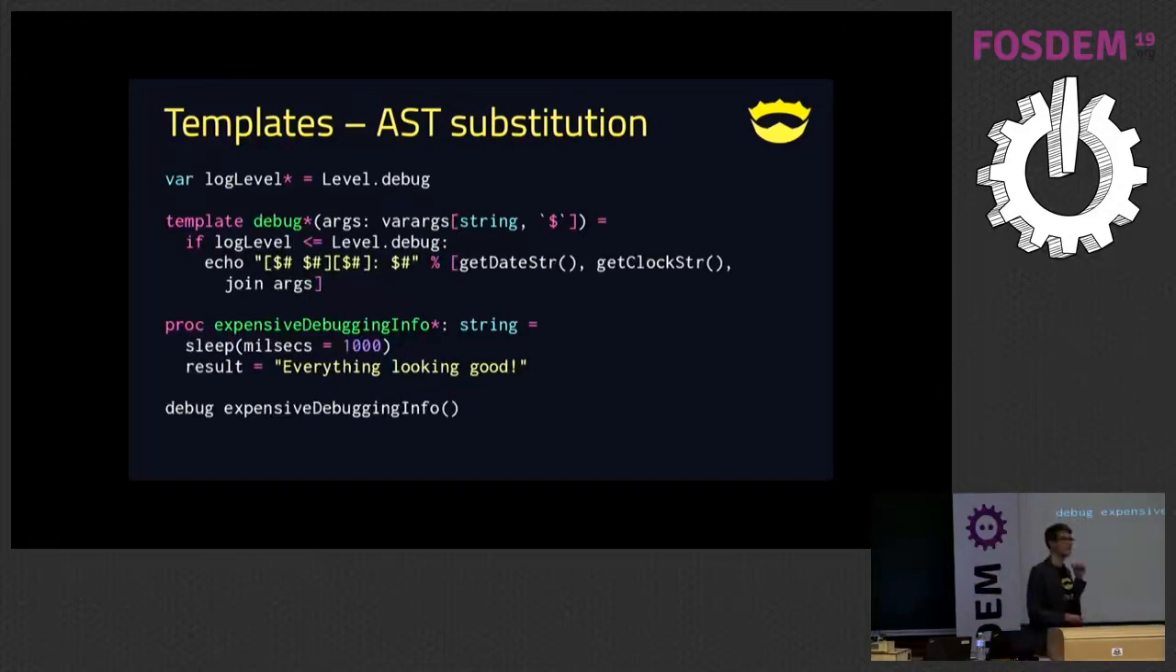So with this, you get a sort of lazy evaluation, because when we call debug, the expensive debugging info is actually going to be substituted into the args parameter in the body of code in the template. So it won't be called unless the log level is sufficient. And this means that even a simple example such as this can save us, in this case, a second of time every time we want to debug this. And this is of course at runtime. So the macro is expanded at compile time, but we can change the log level at runtime.